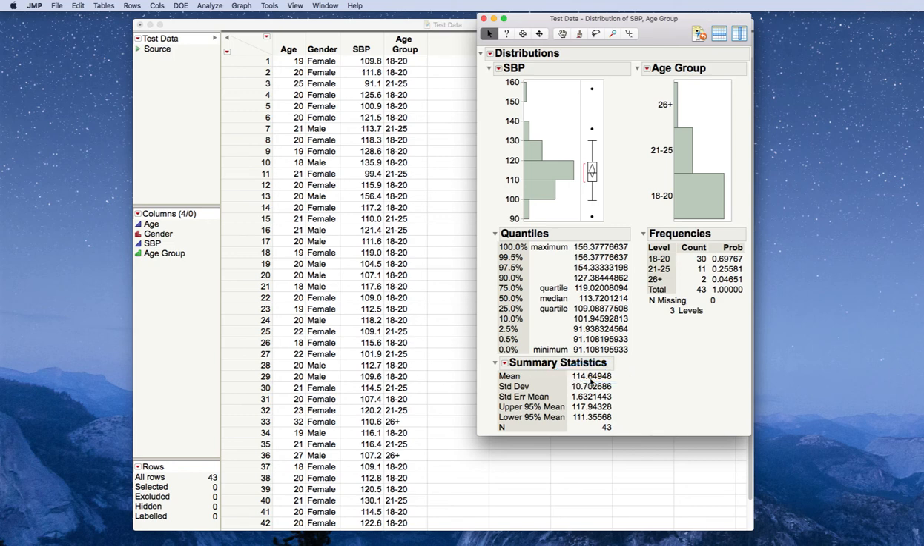So 14.6% is the median systolic blood pressure in this sample.